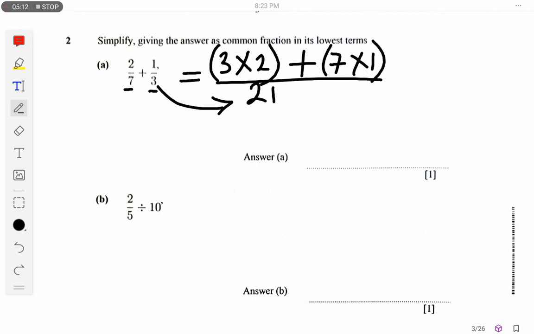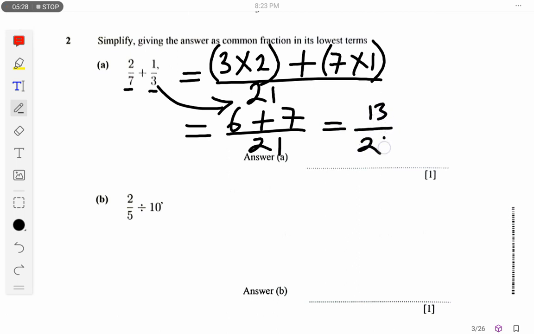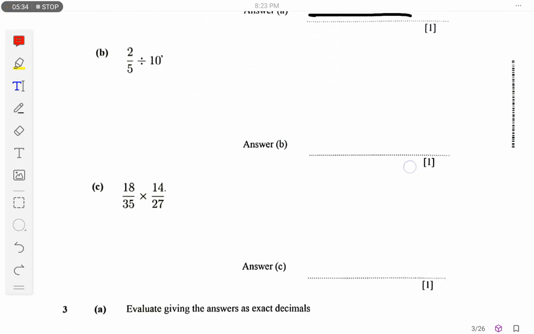Okay, let's simplify. This will give me 3 times 2, that's a 6, plus 7 times 1, that's a 7, over 21. Okay, let's add 6 plus 7, that will give us 13 over 21. And we cannot simplify it further. This becomes our answer. Let's move on.